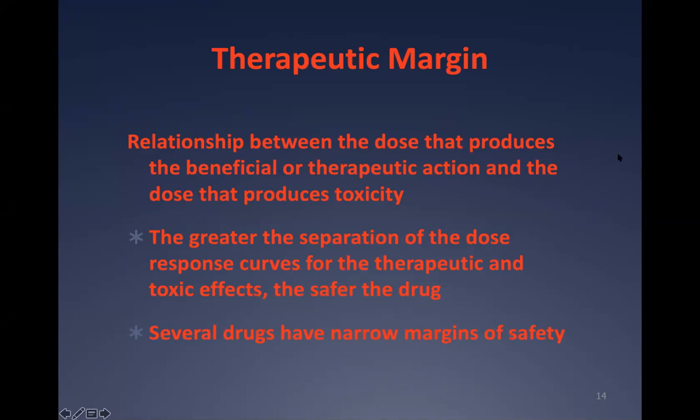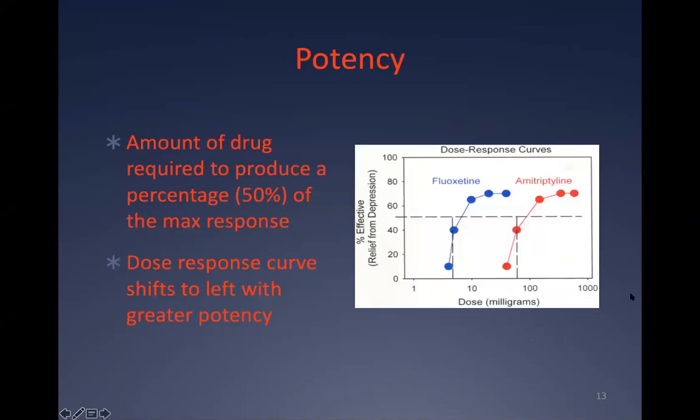And we've, you know, I mentioned the therapeutic index. Another term that's used is a therapeutic margin. And that's the relationship between the dose that produces the benefits or the therapeutic action compared to the dose that produces toxicity. So if we go back to the previous slide, this doesn't give us the therapeutic margin because this is looking only at the relief of depression. I don't know from this graph whether there were any side effects or which drug produced the greatest degree of side effects. So this is simply a dose response curve dealing with the therapeutic benefit.